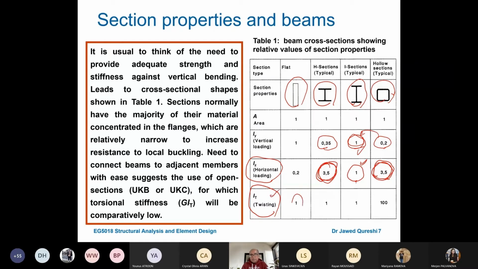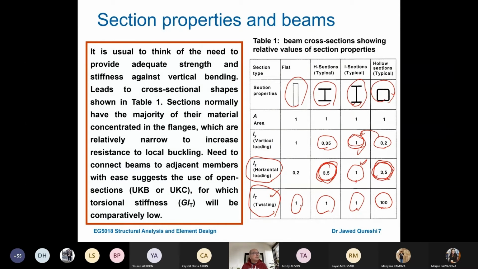Now here you can see that for the plate, for the H section and for the I sections, all of them have a twisting ability of 1. And for structural hollow sections, you can see that this is 100, which is very, very high. It is very unlikely that tubular sections or structural hollow sections will fail in buckling. We normally do not check their buckling.